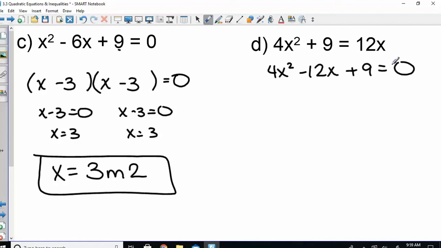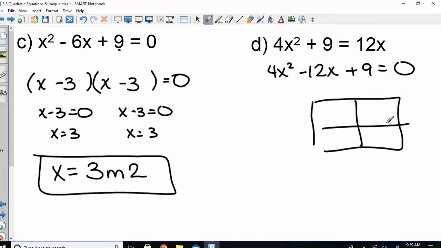And then what? You can do box method. Box method. We can't do the shortcut because it's not a 1x squared, so we need the full box this time. So we need two numbers that multiply to a positive 36 and add to a negative 12. Negative 6, negative 6.